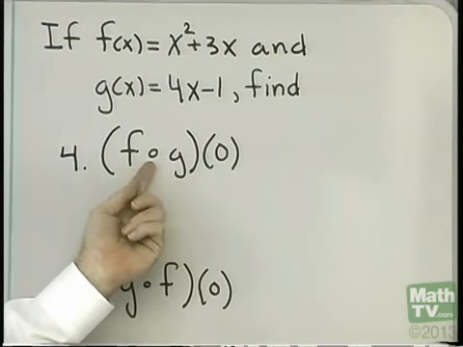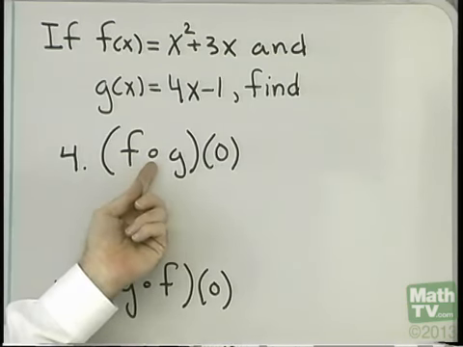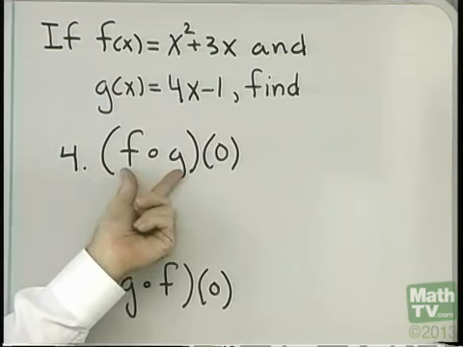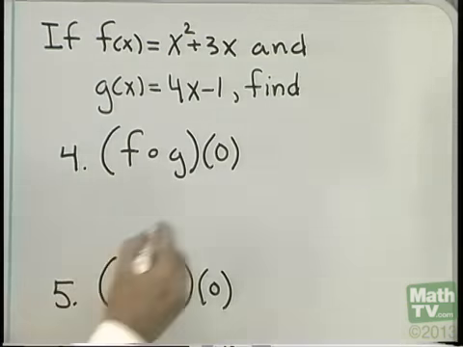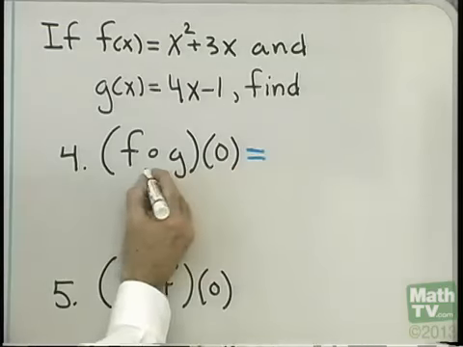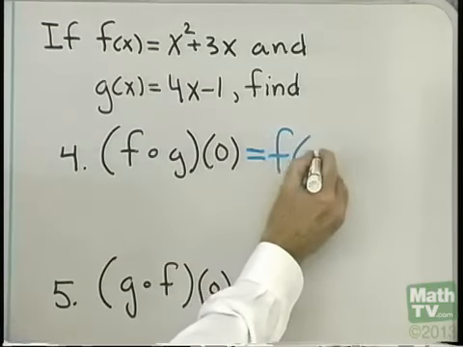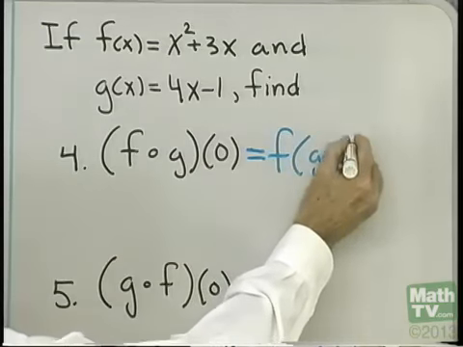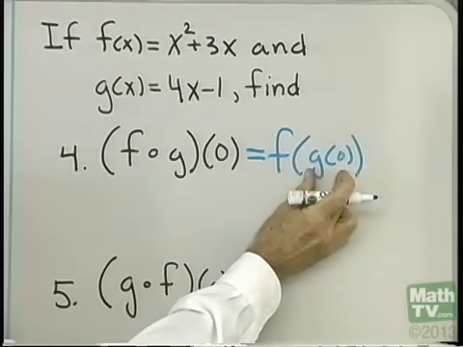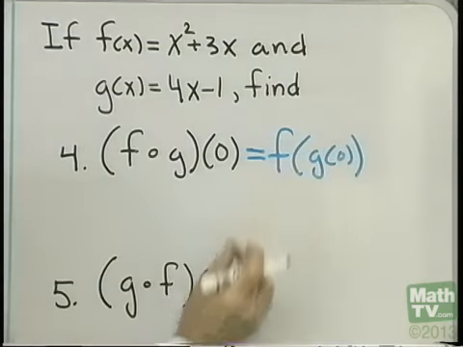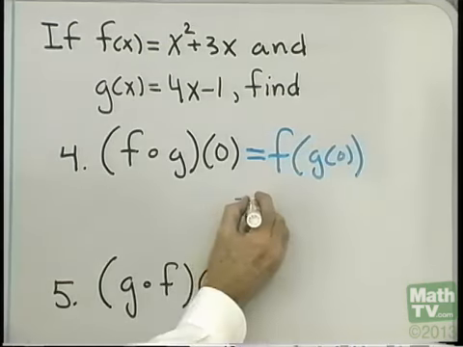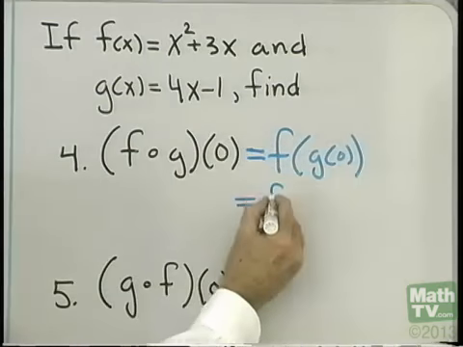That's what this little round O right here stands for, the composition of f and g. F composed with g of 0. The definition for that is that this means f of g of 0. So we want to evaluate the function g when x is 0, then take what we get and evaluate the function f there. So I'll start by finding g of 0.